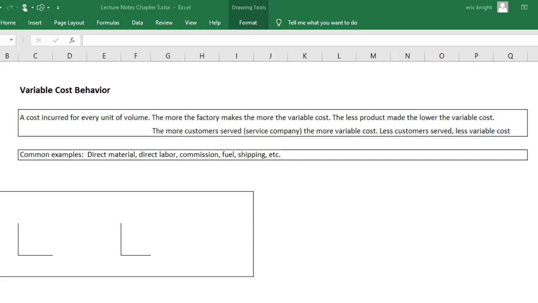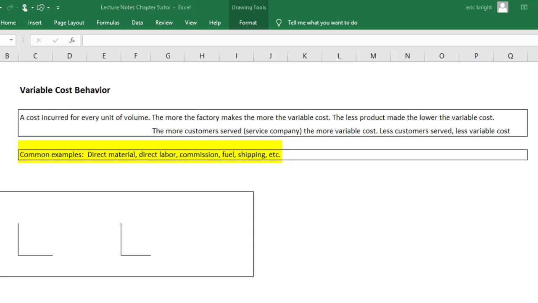So some common examples. Direct material. We looked at the example of the skateboard factory. The more skateboards we make, the more wheels we use. The less skateboards we make, the less wheels we use. See what I'm talking about? Commissions. A commission based purely on sales. So if you get 10% of your sales, then the more sales you make, the higher the commissions are. If you have zero sales, then in that case you would have zero commissions.